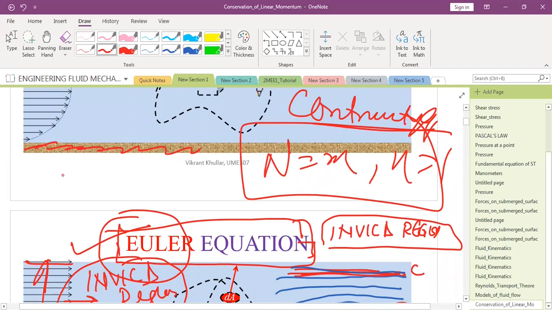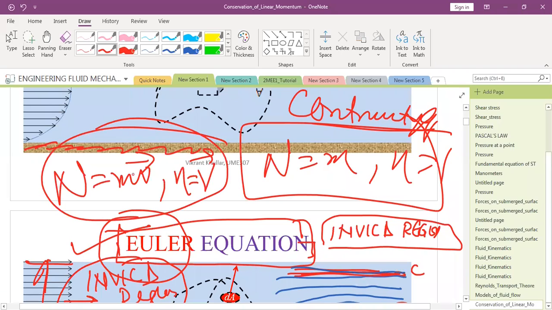Likewise, when we substitute capital N equal to linear momentum and small n equal to v, we end up with the conservation of linear momentum principle. One of the special cases of that principle, in which it is applied in inviscid region of flow, gives us the Euler equation of motion. So please remember, Euler equation is not different from conservation of linear momentum. The only thing is it is applied to inviscid region of flow only.